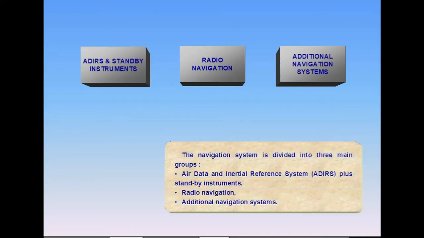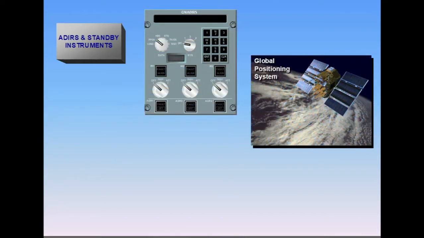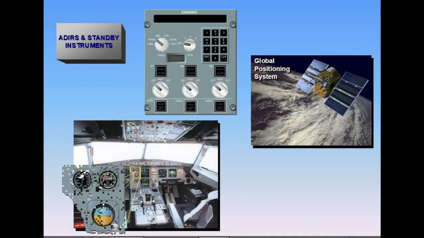The navigation system is divided into three main groups: Air Data and Inertial Reference System, ADIRS, plus standby instruments; radio navigation; and additional navigation systems. There are several subsystems within each group. The first group includes Air Data Inertial Reference Units, ADIRS, Global Positioning System, GPS, and standby instruments.